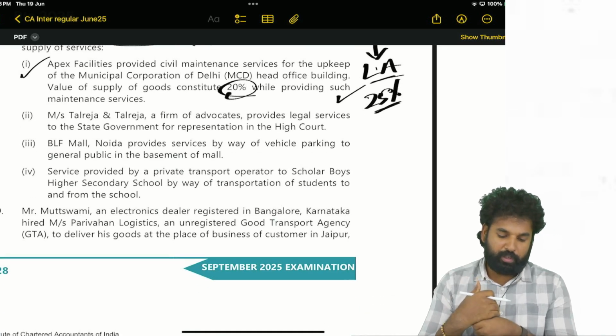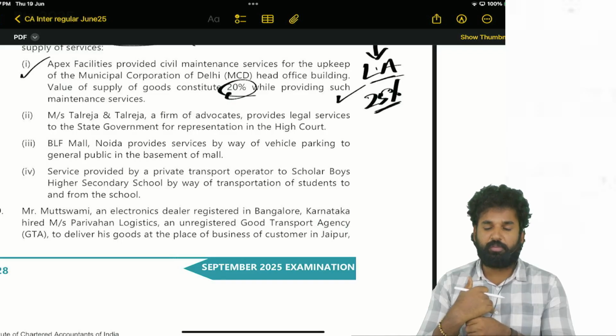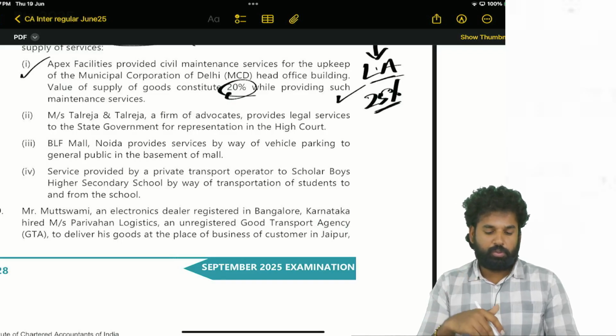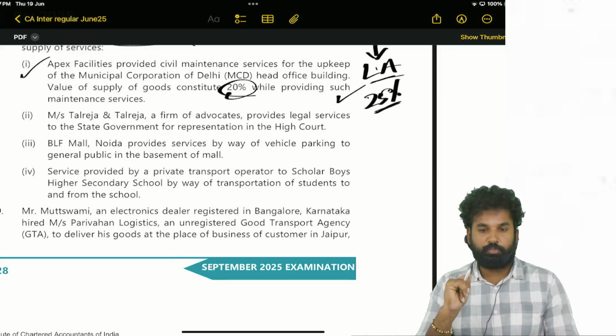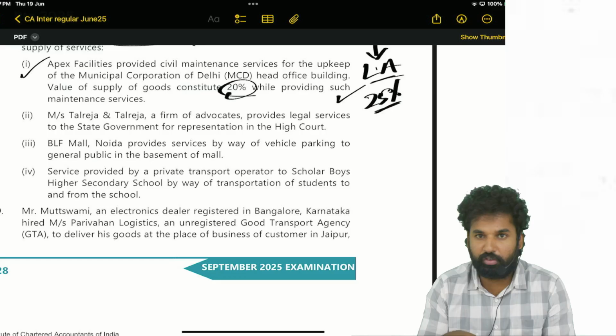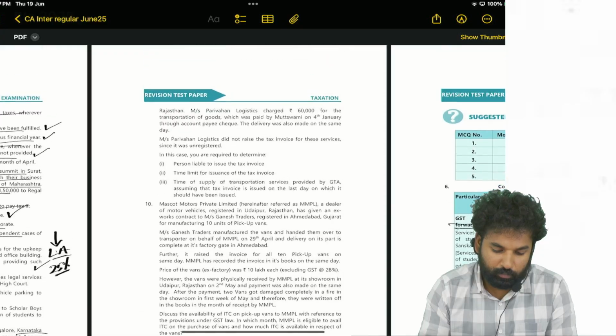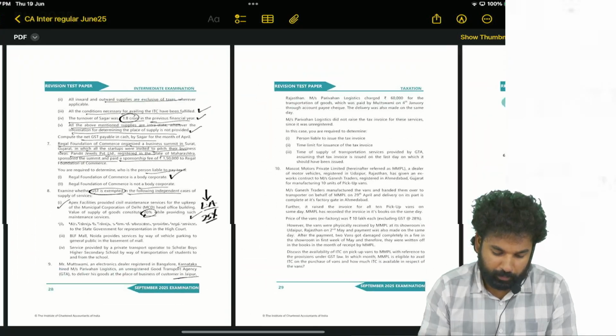Okay, Muthuswamy, an electronic dealer registered in Bangalore, Karnataka, hired Parivahan Logistics, an unregistered goods transport agency, to deliver his goods at the place of business of customer in Jaipur. Okay? So who is taking the services of whom? Muthuswamy, registered dealer taking services of GTA. Okay, reverse charge mechanism will be applicable. Okay, he is from Karnataka, but the goods to be delivered in Jaipur, Rajasthan.